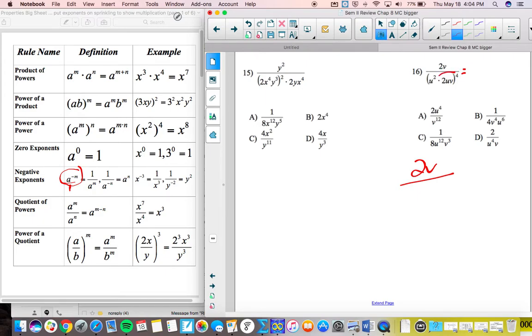We got to sprinkle this exponent in 4 sprinkles. Let me show that better. Sprinkle, sprinkle, sprinkle, sprinkle. So u to the 8 times 2 to the 4th times u to the 4th times v to the 4th. So on the bottom, we can clean this up a little bit. It's u to the 12th. So 2u to the 12, v to the 4.